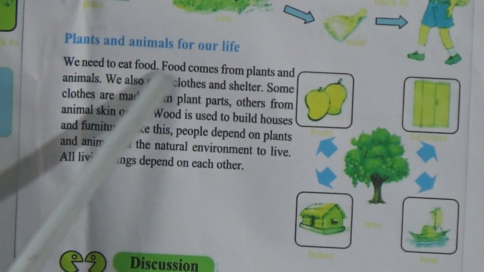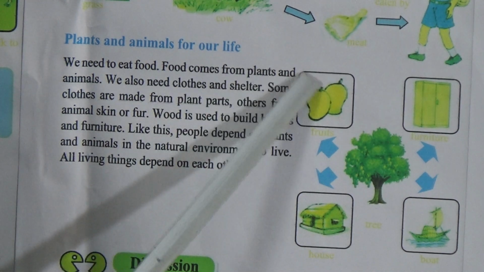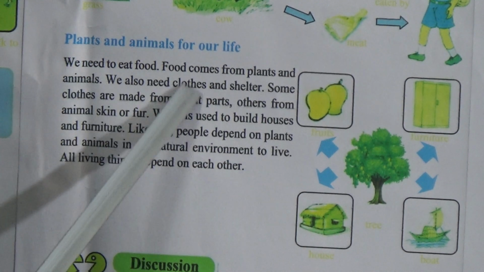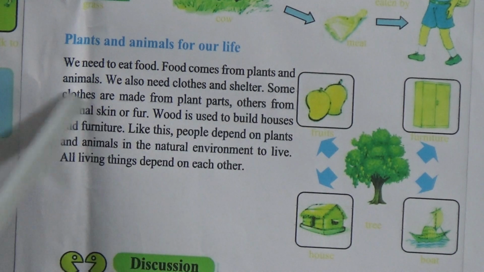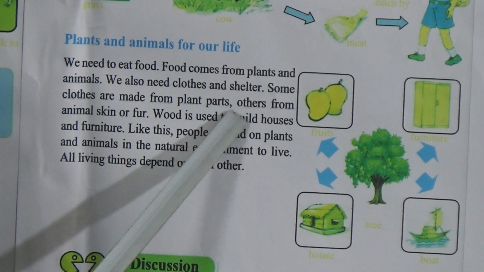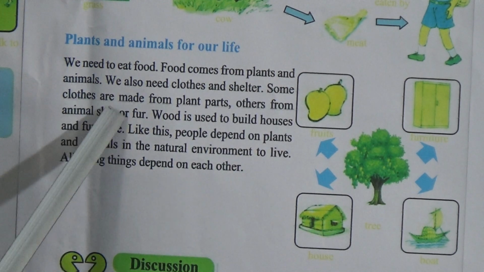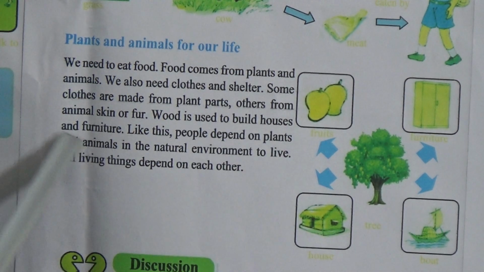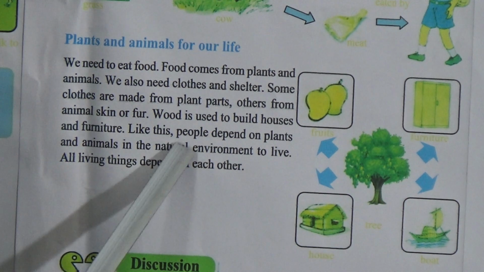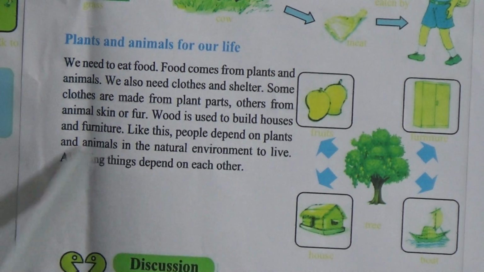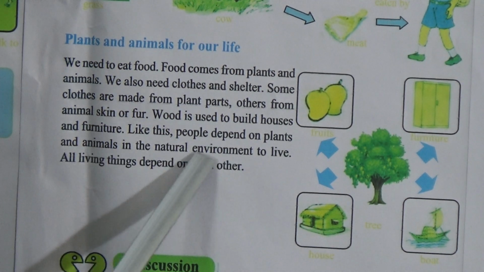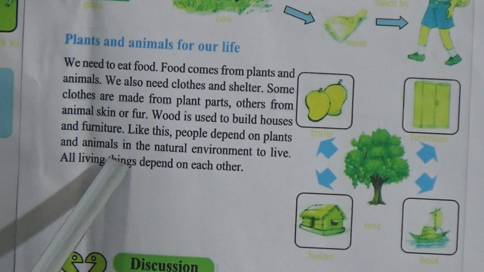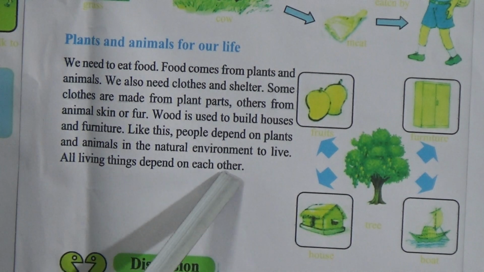Now come to plants and animals for our life. We need to eat food. Food comes from plants and animals. We also need clothes and shelter. Some clothes are made from plants' parts, others from animals' skin or fur. Wood is used to build houses and furniture, and like this, people depend on plants and animals in the natural environment to live. All living things depend on each other.